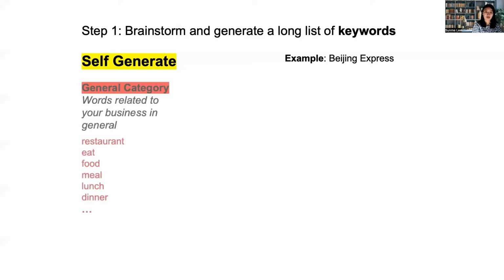I want you to create 3 different categories of words. The first category is called the general category. Those are words related to the business in general. If it's a restaurant, you can use general keywords like eat, food, meal, lunch, dinner. So, some general keywords related to restaurants. If you cannot come up with many, that's fine too. Now let's move on. The second category of words is called the specific category.